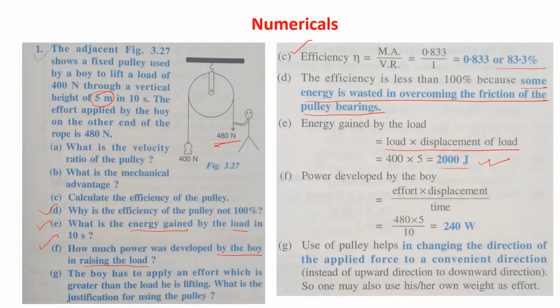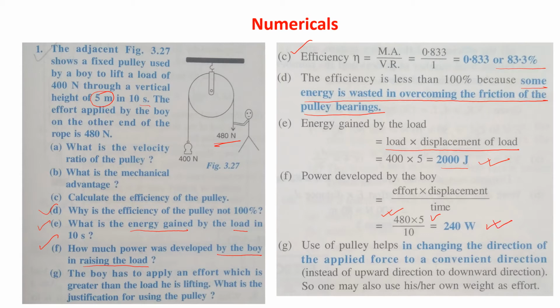So power means it is the energy by time. Now energy is equal to effort into displacement. Now effort is equal to 480, and as the load is moving by 5 meter, effort is also moving by 5 meter because it is a single fixed pulley. So the distance moved by the effort and the distance moved by the load is same. So it is into 5 and this is in 10 seconds. So divided by 10, it is 240 watt.